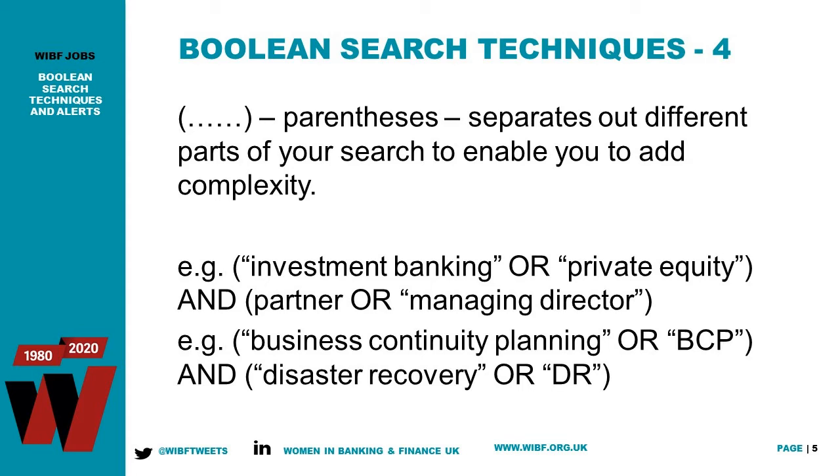The second example there, business continuity planning is covered in one set of brackets and disaster recovery is covered in the second set of brackets. Flexibility between different ways business continuity planning can be written in the first set of brackets, flexibility around disaster recovery and how that could be represented in the second set of brackets, with an and in between because you're being that much more specific, saying, I want something to do with business continuity planning to be mentioned and something to do with disaster recovery to be mentioned.